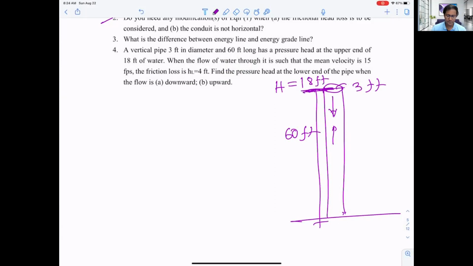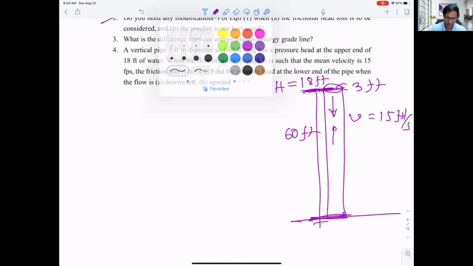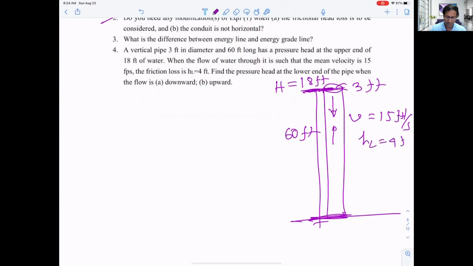And then the velocity V is equal to 15 feet per second. And in between these two sections, whether the flow is moving upward or downward, it doesn't matter. HL is equal to 4 feet. So they're asking what will be the pressure here when the flow is moving up and when it is flowing downward. They're asking what will be the P by gamma value. So at first, we're considering flow is downward, case A. Water is flowing downward.